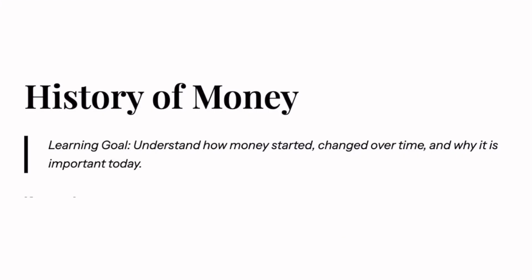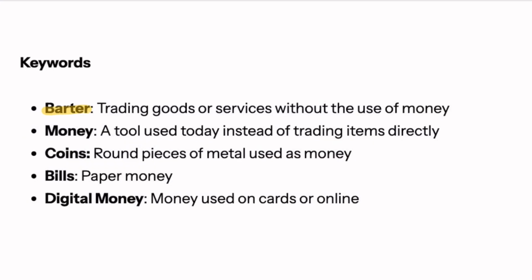Our learning goal today is to understand how money started, changed over time, and why it is still important today. The key words we'll first touch upon are barter, which is trading goods or services without the use of money; money, which is a tool used today instead of trading items directly; and coins, which are round pieces of metal used as money. We'll also talk about bills, which is paper money, and digital money, which is when we use money on cards or online.